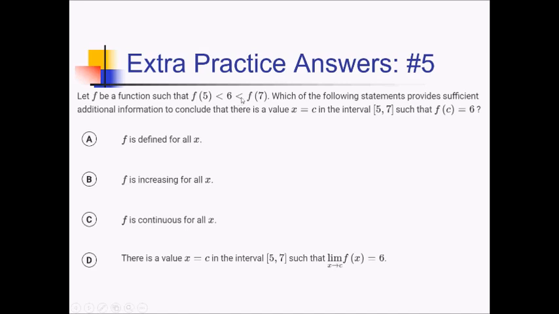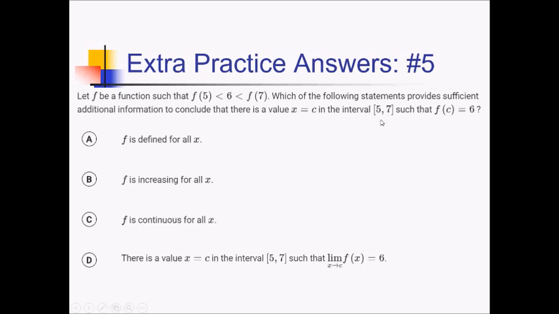On this one, they're telling us that f is a function such that f of 5 is less than 6 is less than f of 7. We want to know which statement provides enough information to say that there's an x value on the interval 5 to 7 such that plugging it in gives us back a y value of 6. So basically, when you're trying to guarantee that you get a certain y value on some function on some interval, you're talking about the Intermediate Value Theorem.